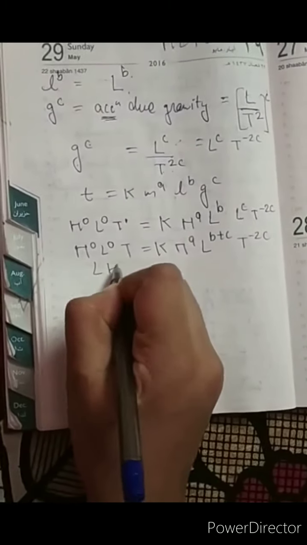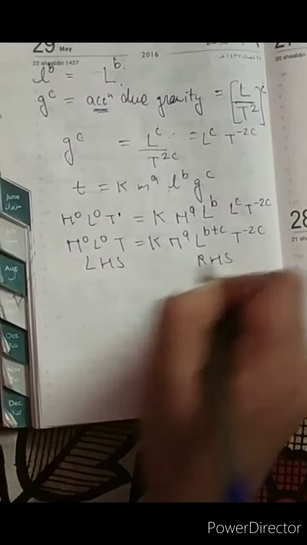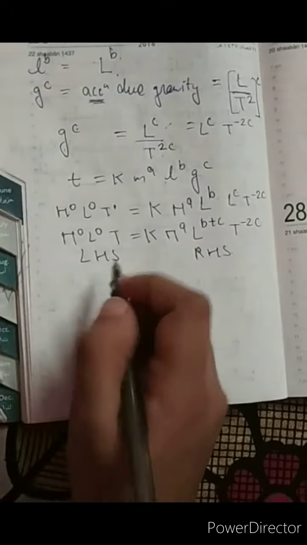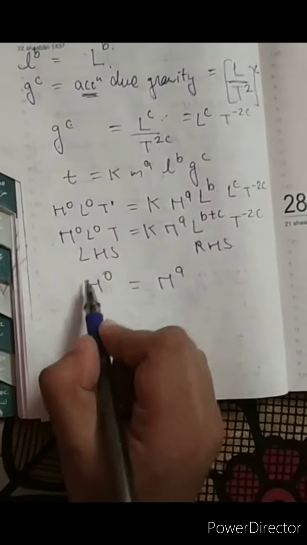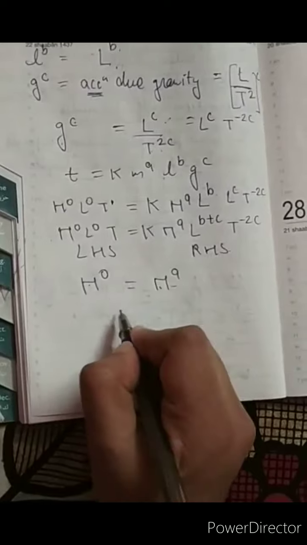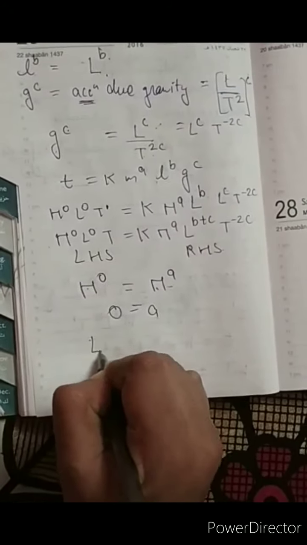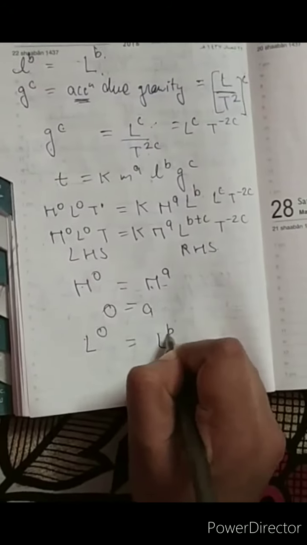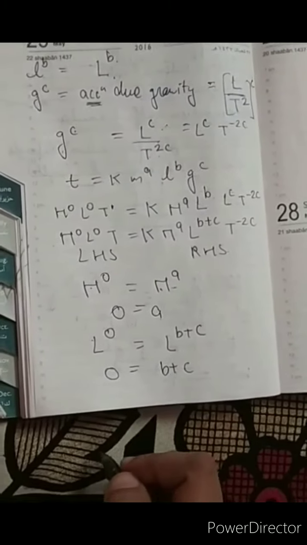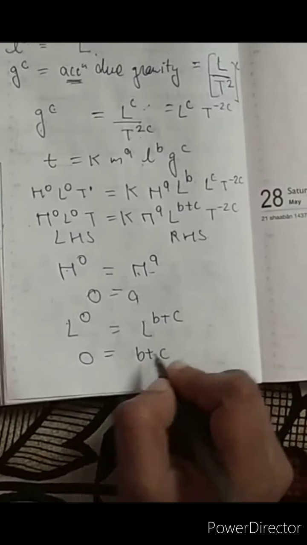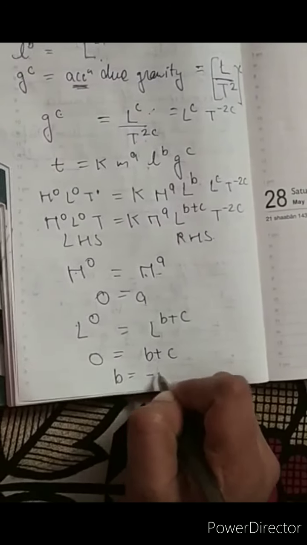Okay, what you have to do is compare this LHS with the RHS. Correct? So how can you compare? Look, this is M to the power 0 and this is M to the power a. The base is the same, so the powers can be compared. So a equals 0 over here. We got the value of a. What about L? In LHS, the power of L is 0, and in RHS we have b plus c. So b plus c equals 0. Can I compare LHS with RHS? Yes. So in this equation, I get b is equal to minus c.